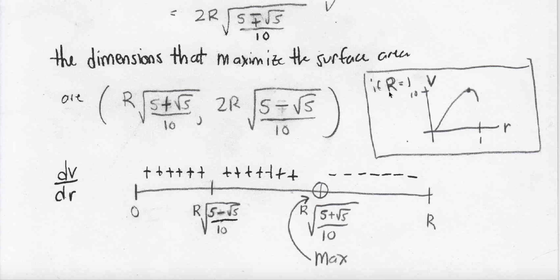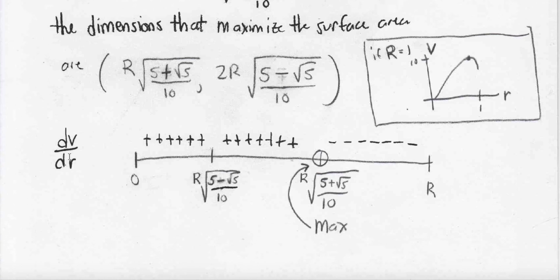Capital R is a constant, so if I let R equal 1, I could plug this in my calculator, and that's exactly how I got this graph. And so here's the maximum, which if I go down here, this would equal the square root of 5 plus the square root of 5 over 10. And so that's how I know to choose these ordered pairs and not the opposites or the conjugates.